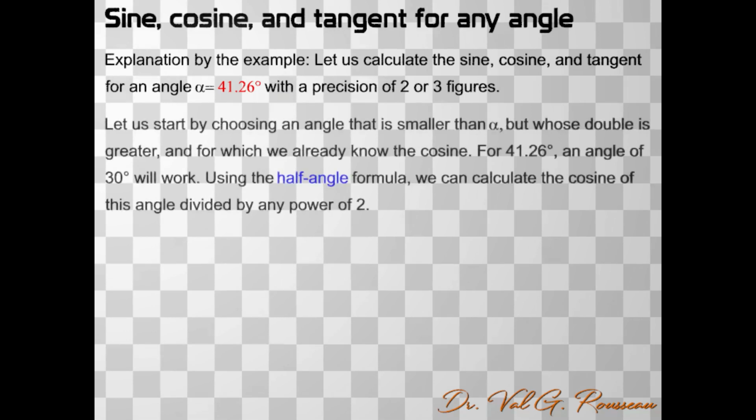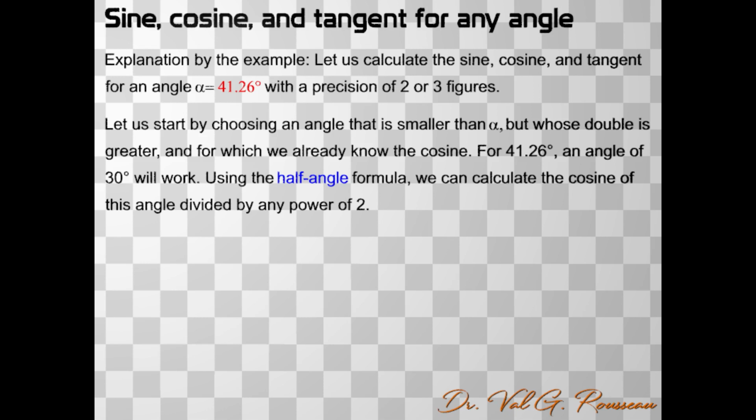We can start by choosing an angle that is smaller than 41.26 degrees, but whose double is greater, and for which we already know the cosine. In our case, 30 degrees will work. It is smaller than 41.26 degrees, but the double, 60 degrees, is greater. And we already know the value of the cosine of 30 degrees. We saw that it was root of 3 divided by 2. By successively applying the half-angle formula, we can calculate the cosine of 30 degrees divided by any power of 2.